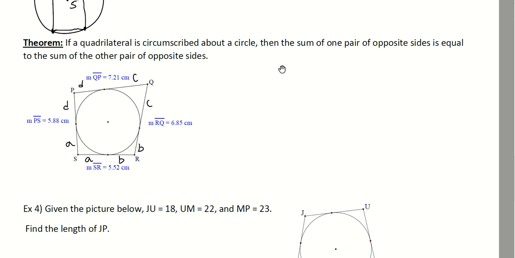I really like this next theorem. It's pretty cool. If a quadrilateral is circumscribed about a circle, then the sum of one pair of opposite sides is equal to the sum of the other pair of opposite sides. So we're going to find the sum of this side and its opposite side and compare that to the sum of the other two opposite sides.